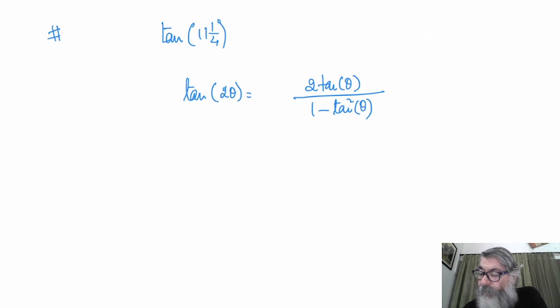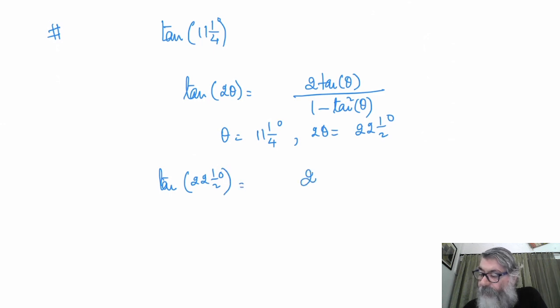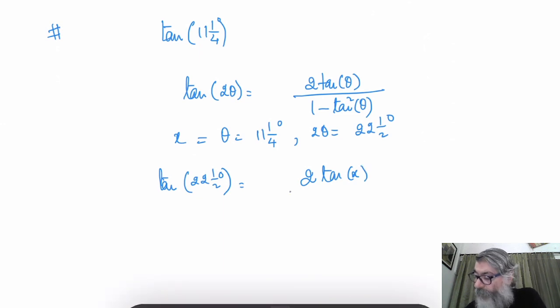Suppose I take theta as 11 1/4 degree. Then 2 theta will be 22.5 degree. So tan 22.5 degree will be equal to 2 tan theta. I will take tan theta as x.